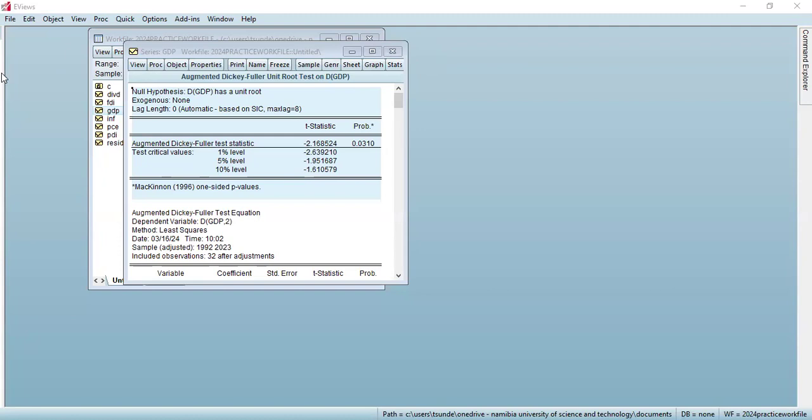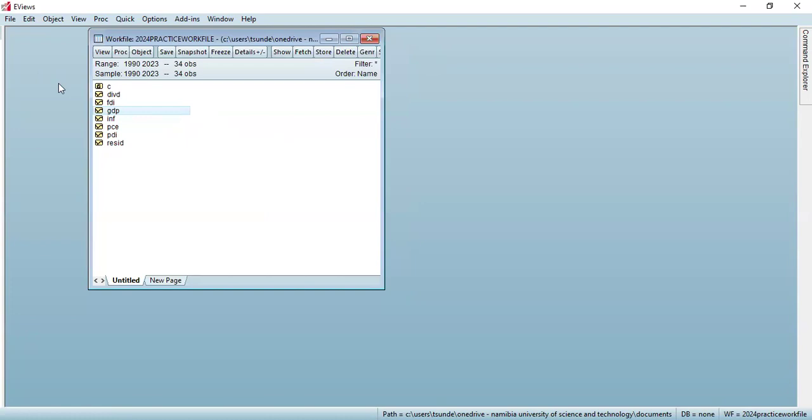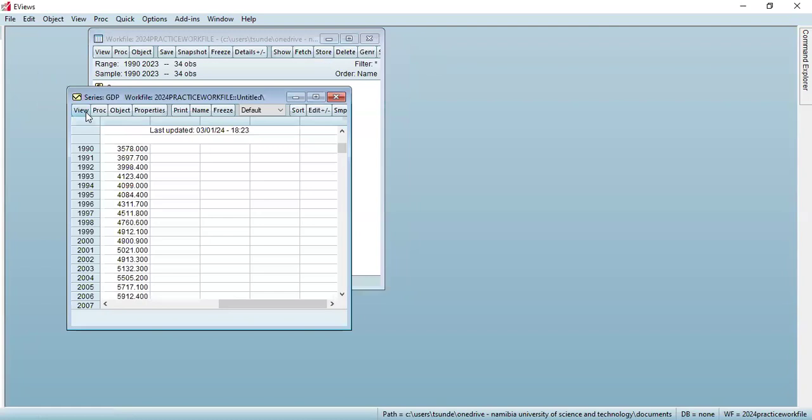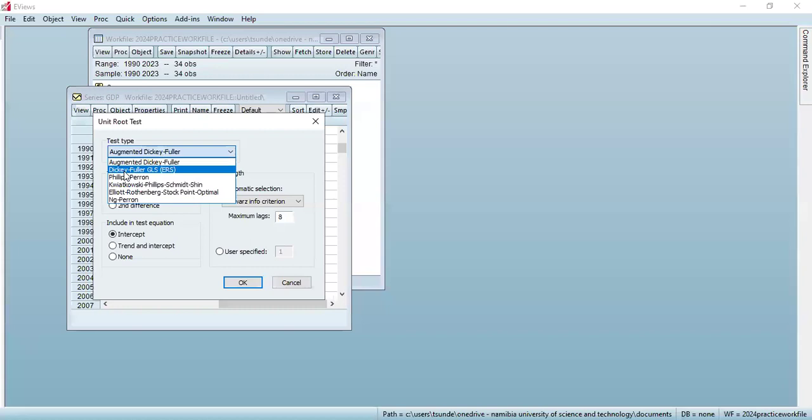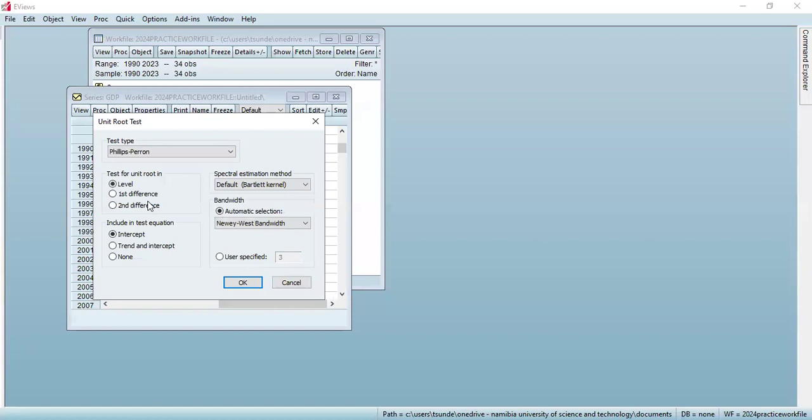So let's do the Phillips-Perron test. We open GDP once again. Go to unit root, standard, none. Then we start the test in levels. Then we are choosing Phillips-Perron. That's the third method we did, Phillips-Perron test, PP test. And you don't change anything on this side. Even this, don't change anything. You just leave it as it is.